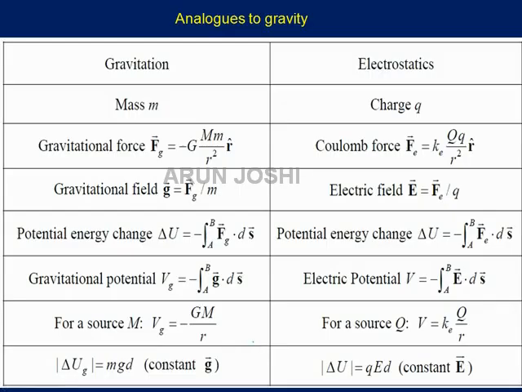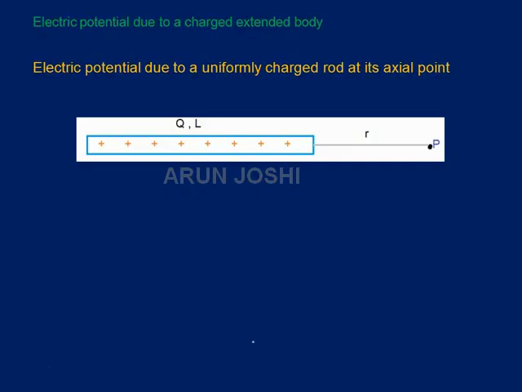Analogous to gravity. Every time I am telling you this chapter is exactly the same as what we discussed in class 11th gravity. Now extended body, continuous charge distribution. I hope everybody is clear now. If it is an extended body, we have to take a small elemental part, find the potential, then generalize it.